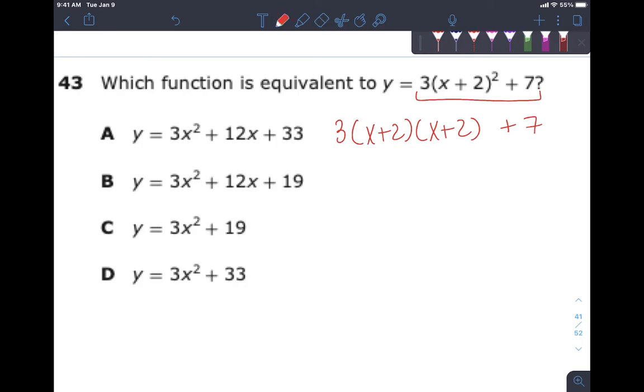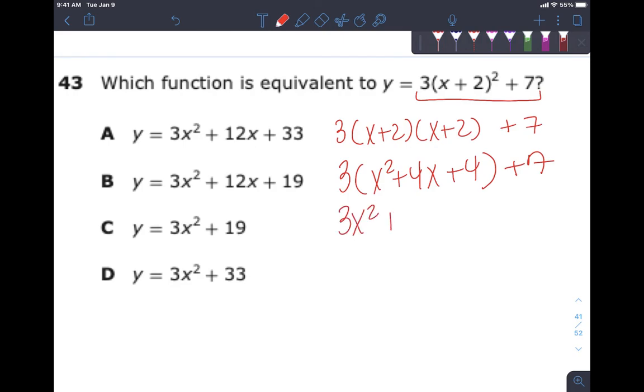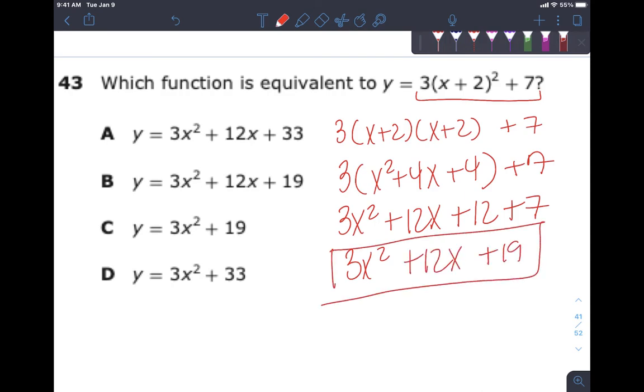All right. So here I would get 3 times x squared plus 4x plus 4 plus 7. And of course, you could use your box method for this in order to simplify it to this guy. I just did it a way that I was taught when I was younger. X times x, x times 2, 2 times x, 2 times 2. So now I'm going to distribute in this 3. 3x squared plus 12x plus 12 plus 7. Now I'll go ahead and combine like terms. And I end up at my final answer. It looks like it matches answer choice B.